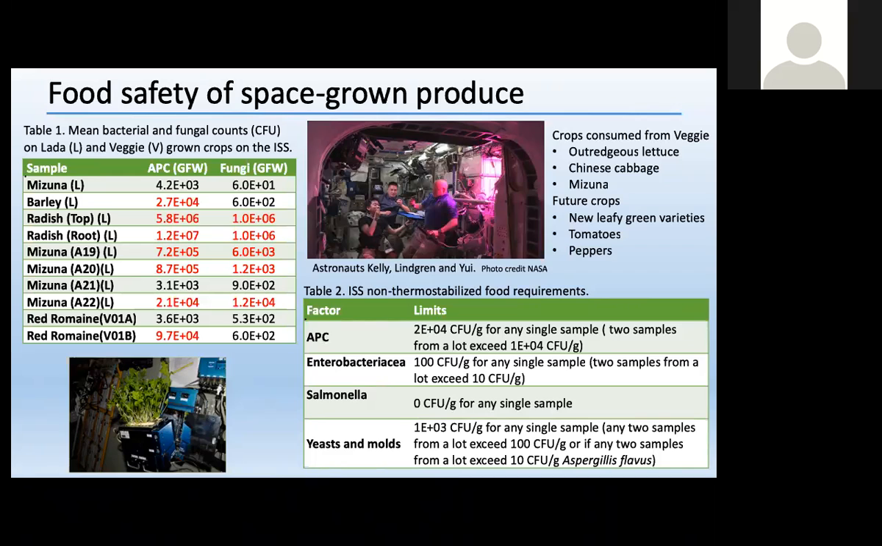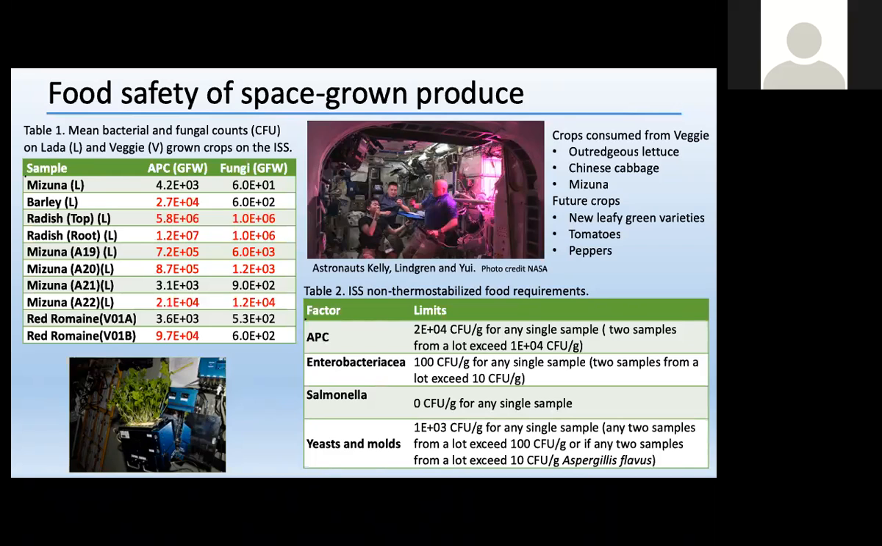lettuce meal, they have enjoyed Chinese cabbage and Mizuna. And for future crops, we now have a variety of leafy greens that we're testing in chambers, and they're being flown and installed into Veggie. We have plans for tomatoes and peppers. But with each of these different types of produce, they have to be evaluated for microbial food safety.